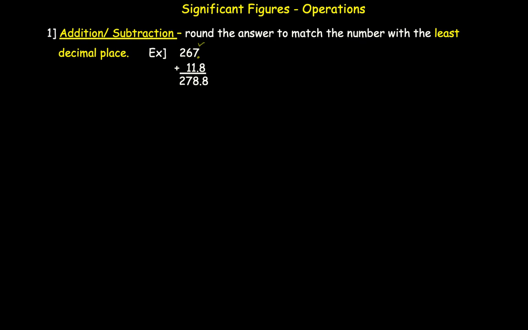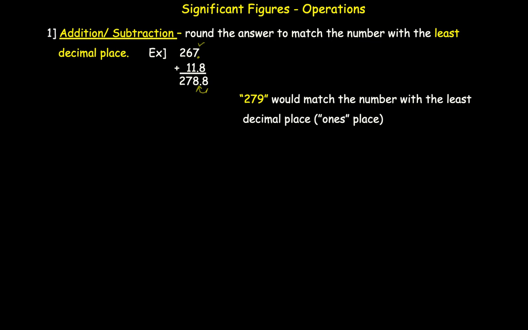So what I'm going to do is take the 278.8 and round this up so that it limits us to 279. So 279 would match up with the number with the least decimal place, and that's the number that you would report if you were following significant figures. Again, your calculator would just give you the numerical answer. You would have to round it to 279, again, with the least decimal place. So, for example, if you went from 1.111 and you had 2.0, this would be the least decimal place.